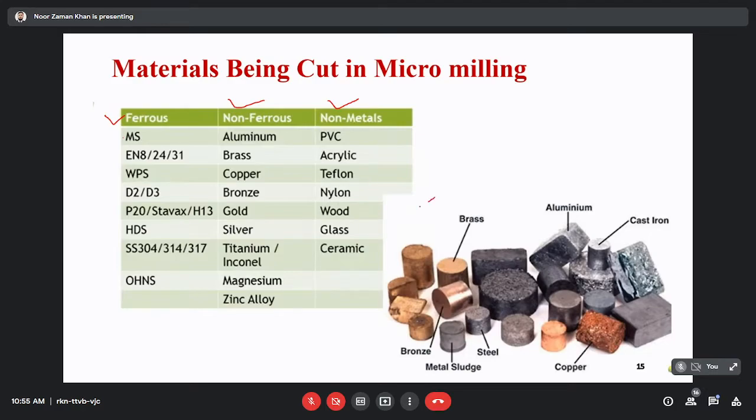We can machine ceramics as well with the help of a diamond cutting process, with a very small size cutting tool with a cutting edge of around 20 micrometer. So these are the materials being used in various industries, and micro machining is highly used for machining these materials.